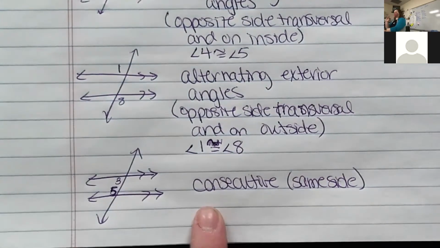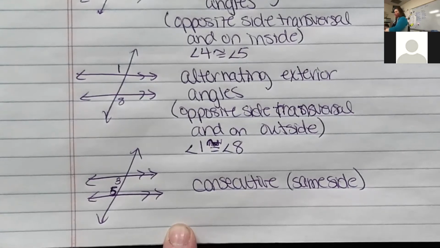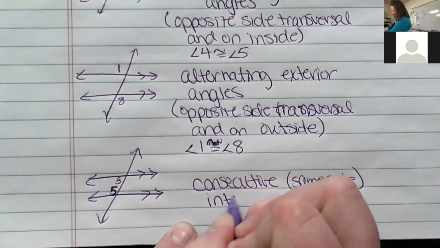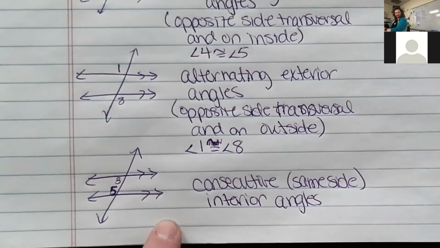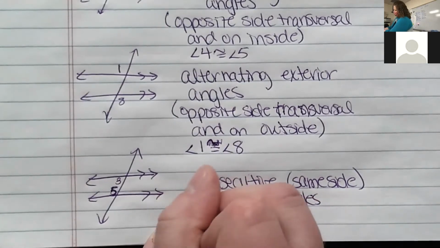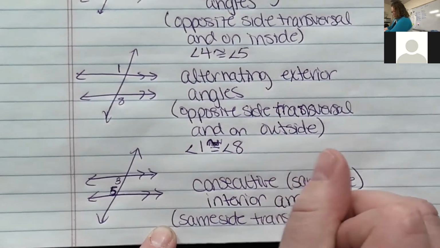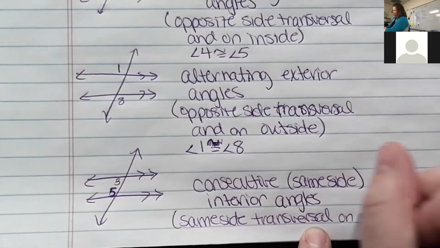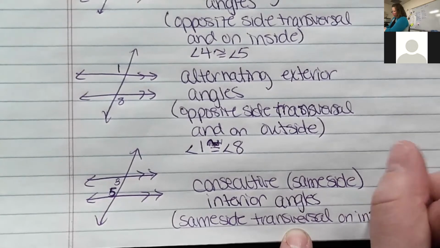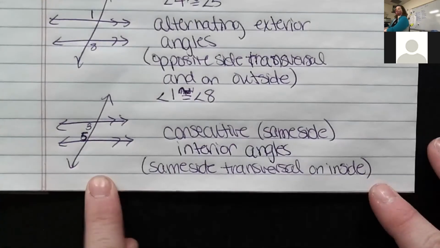Now, I will probably use both terms interchangeably because I don't really think about it when I talk about it, because both mean the same thing to me. So consecutive or same side will both be the same thing, and they're interior angles. Yes, the one's a bigger word than the other one. Yep. So remember, these are on the same side of the transversal, and on the inside. Same side of the transversal and on the inside.